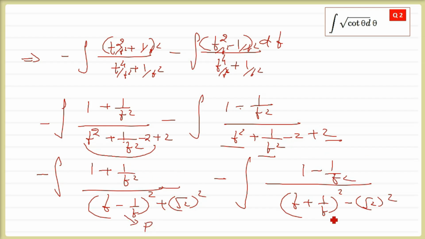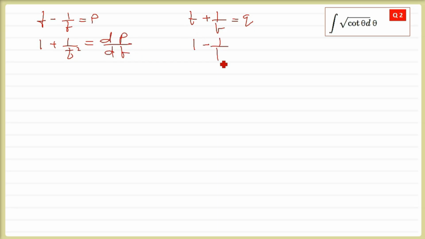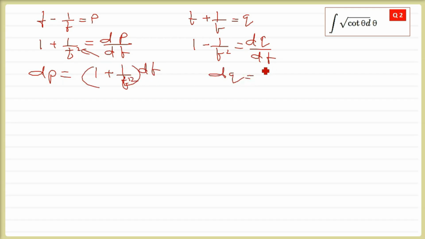So let's take t minus 1 by t as p, t plus 1 by t as q, and we will differentiate it in order to get the numerator. So t minus 1 by t, as I earlier indicated, can be taken as p. t plus 1 by t can be taken as q, and now differentiate both the sides. So 1 plus 1 by t square will be equal to dp by dt. On the right, it will be 1 minus 1 by t square equals dq by dt. So dp has come as 1 plus 1 by t square into dt. dq has come as 1 minus 1 by t square into dt.